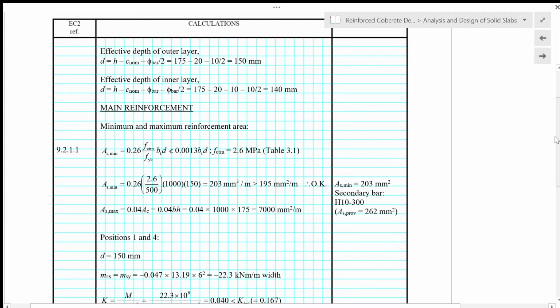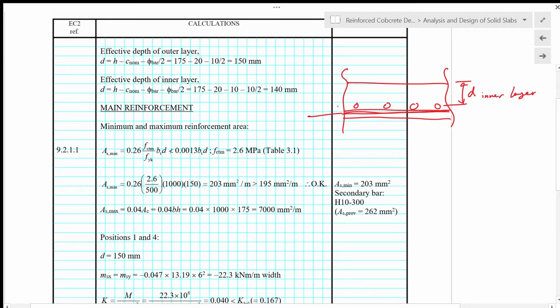half of bar diameter. So what it means here is that if we are having two layers of steel where one layer of steel is the outer layer and another layer is the inner layer, so this is the D effective depth for the inner layer, and then this is the effective depth for the outer layer.